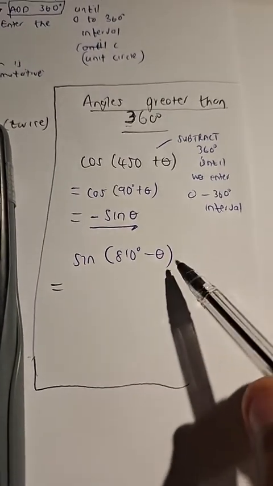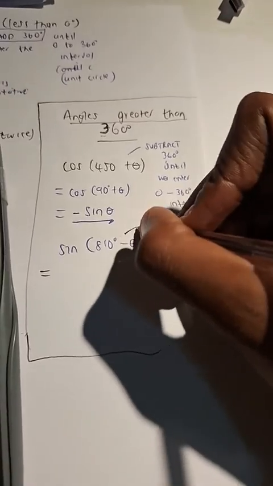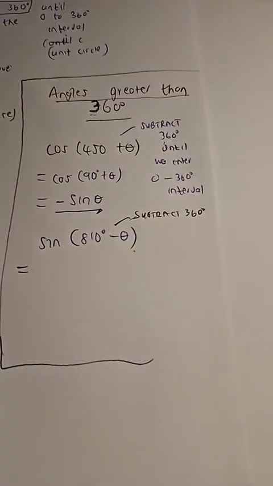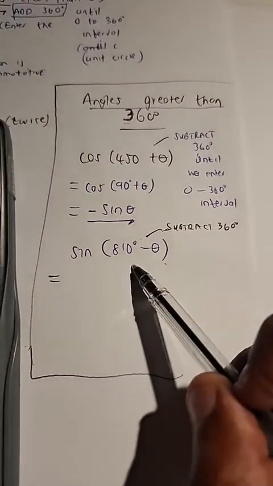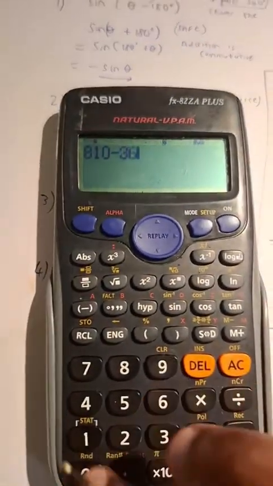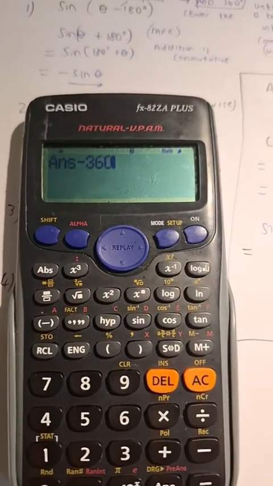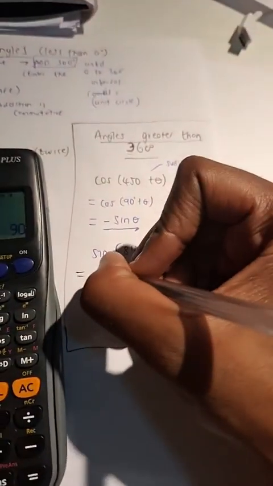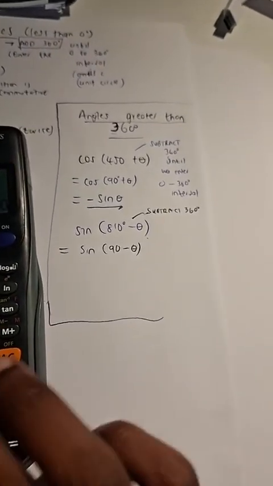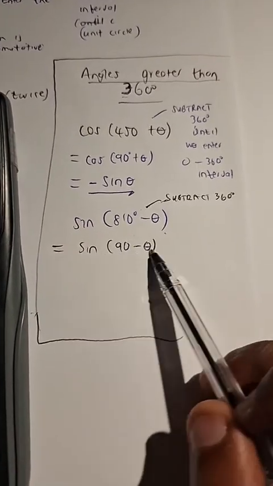So 810 minus theta degrees. What do we do again? For angles greater than 360, we subtract 360 multiple times until we enter that 0 to 360 interval. So 810, let's subtract 360 the first time and see where we land. 450. We need to subtract another 360. 90. So we have sine of 90 minus theta. We are in familiar ground, so we can definitely reduce this.